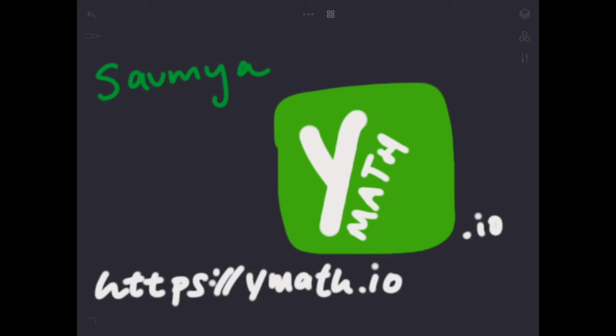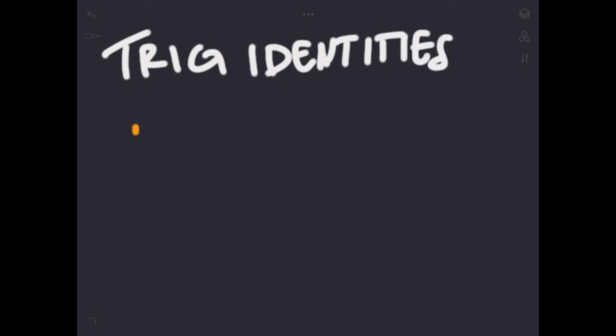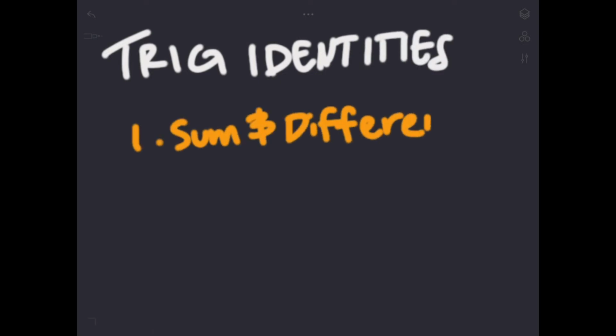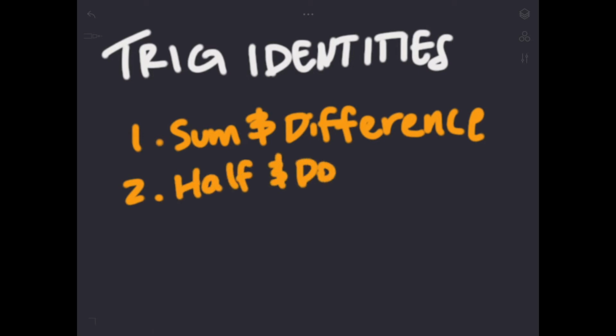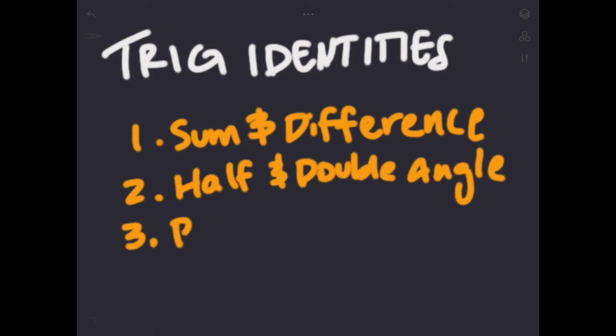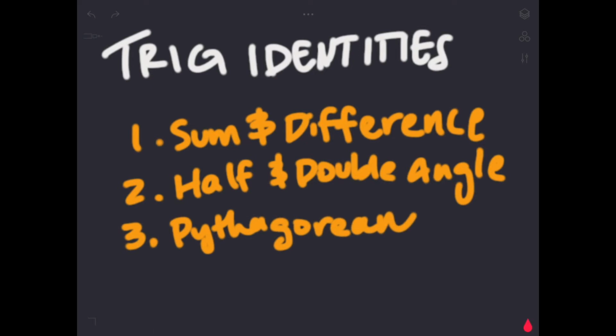In this video series, we're going to learn about 3 different types of trig identities and how you can find them on your own. The 3 types of trig identities are sum and difference identities, half and double angle identities, and the Pythagorean identities. In this video, we're going to look at the sum and difference identities.